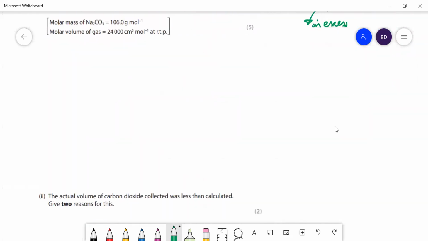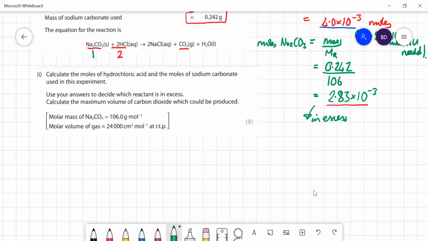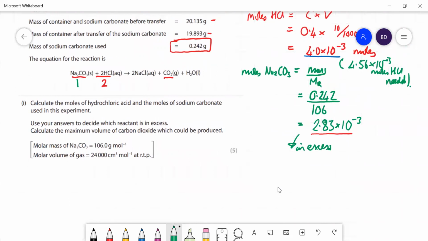Okay, right, use your answer to calculate the maximum volume of carbon dioxide which could be produced. Well, the amount of carbon dioxide is going to be controlled by the amount of hydrochloric acid because that is the limiting reactant, okay? So 2 moles of HCl will give 1 mole of CO2. We don't have 2 moles, we have 4.0 times 10 to the minus 3 moles.